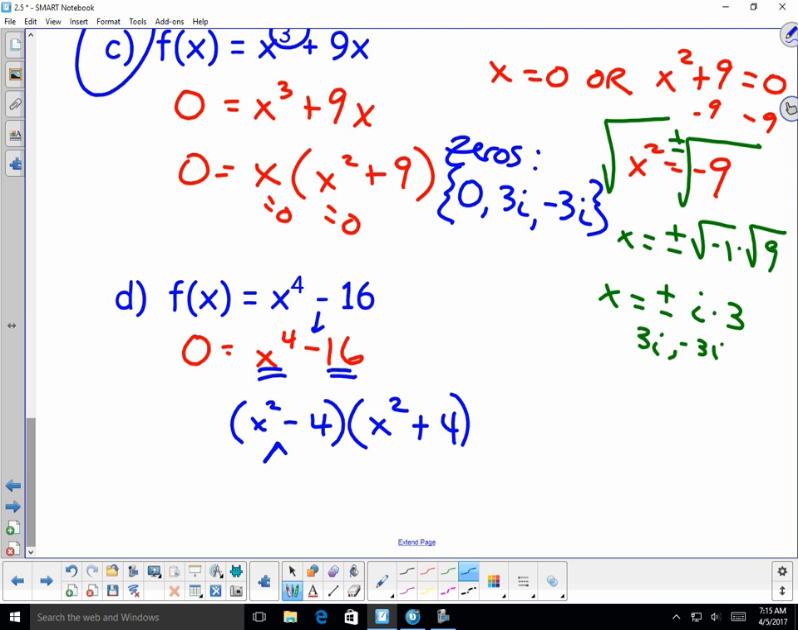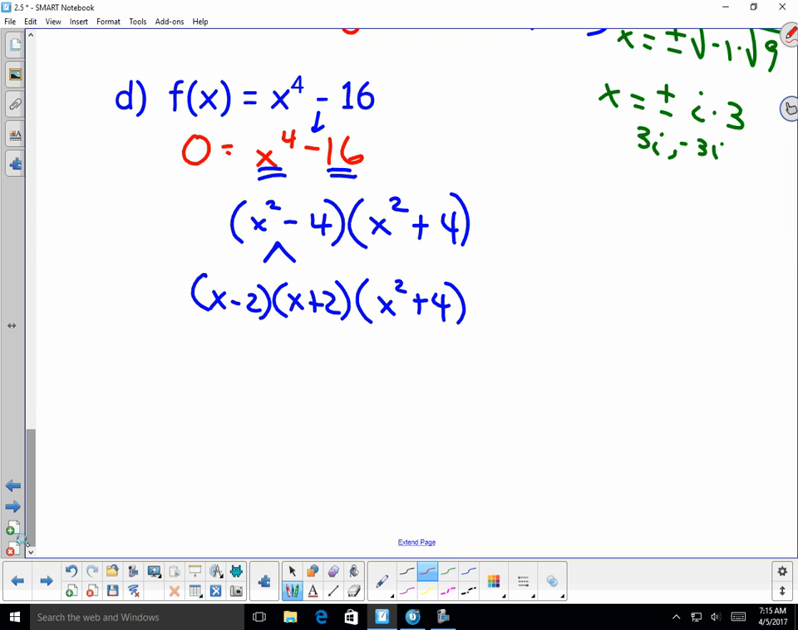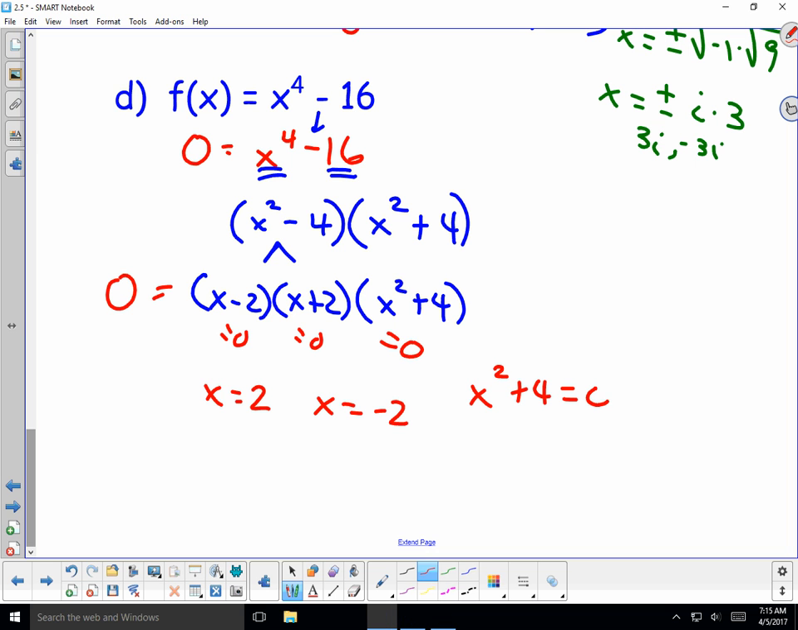this actually factors further, because that's a difference of two perfect squares again. So I get x minus 2 times x plus 2 for this one. And this one I can't really factor, so I'm going to leave it x squared plus 4. All right, so in this case, I'm going to set each of these equal to 0. And so I get x equals 2, I get x equals negative 2, and here I get x squared plus 4 equals 0, so I'm going to subtract 4 from both sides.